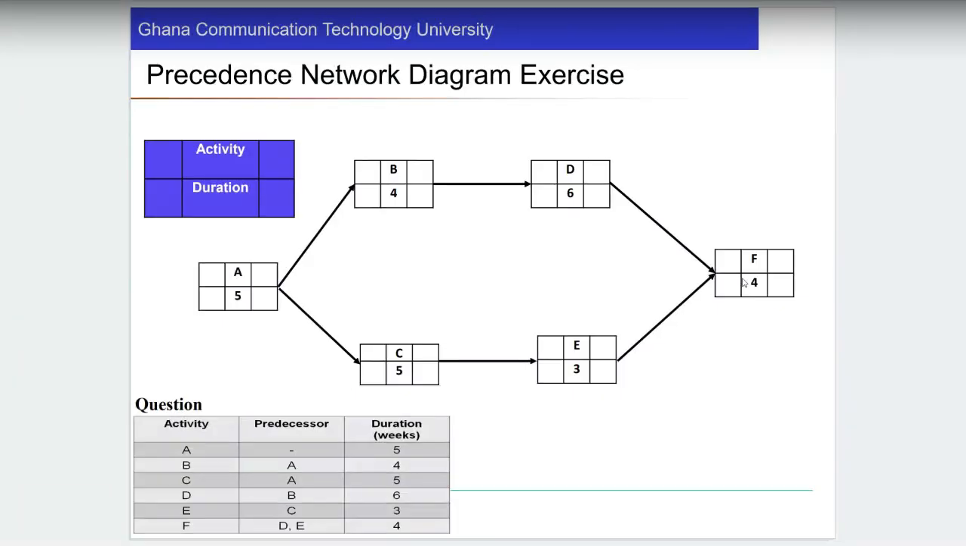This is a very simple diagram. We don't have dummy activities or anything. It's very simple. So at the moment, you just have to be crossing. That's all we are doing here. Please, is it clear?